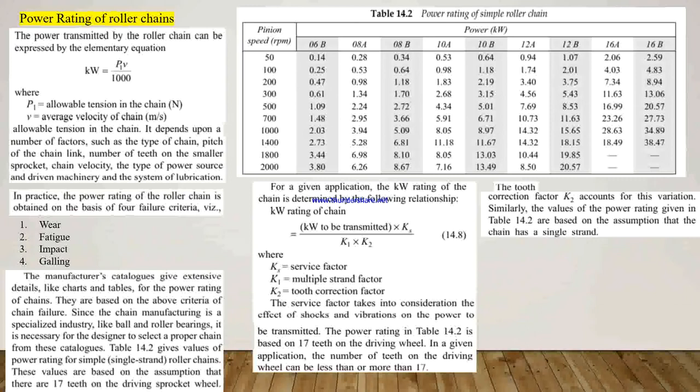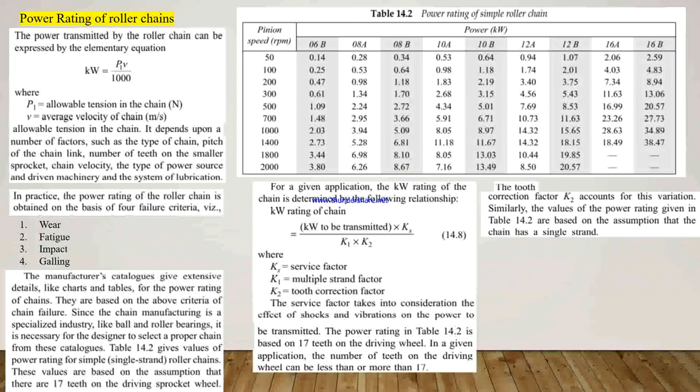And in impact, the engagement of the roller with the teeth of the sprocket results in impact. When impact increases, this may lead to breakage of the rollers or bushing. Increasing the number of teeth on the sprocket or reducing the chain tension as the speed reduces the magnitude of the impact force. And last is galling. Galling is the stick-slip phenomenon between the pin and the bushing.